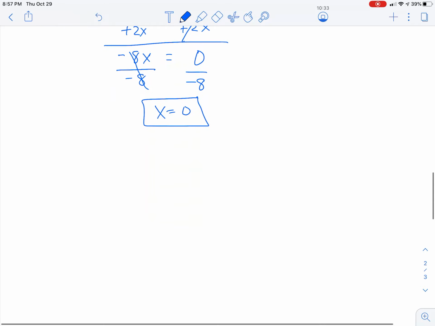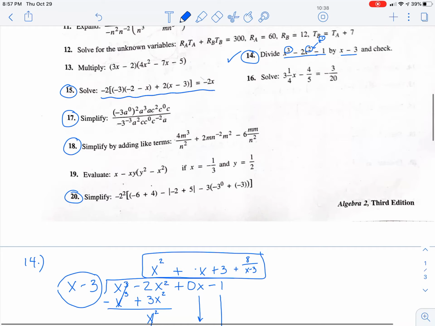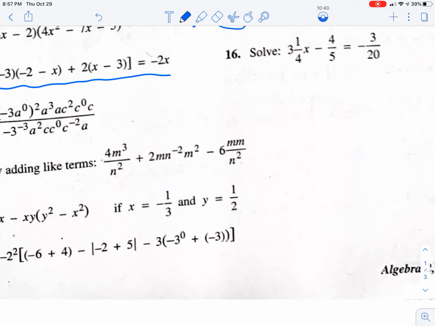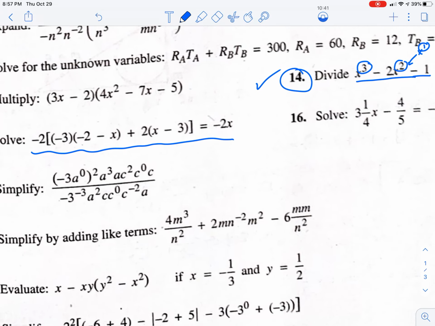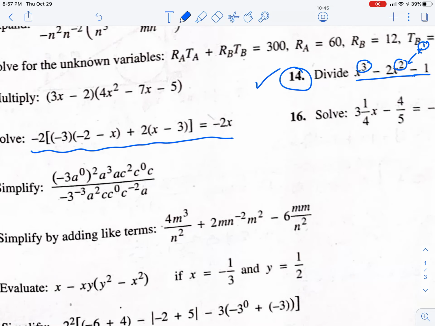Okay, so x is equal to 0 in number 15. That was quick, easy, and painless. Let's go look at number 17. In 17, we're simplifying. Maybe I'll write this one right over here.